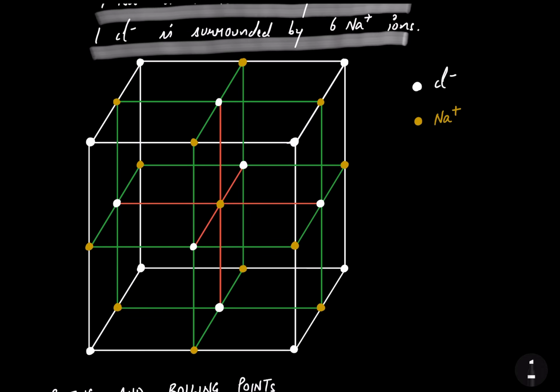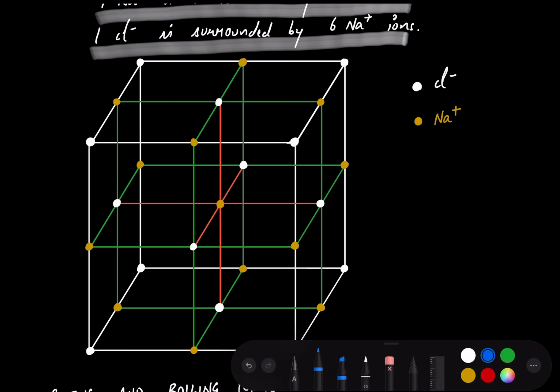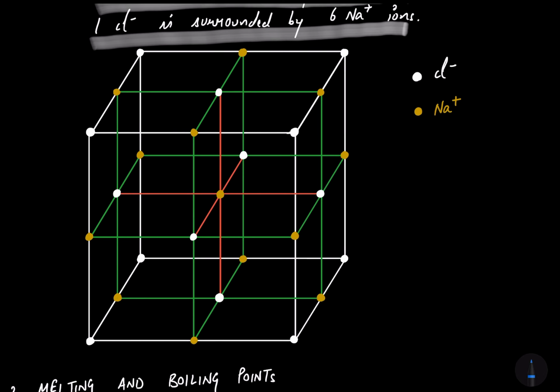Let me prove this to you. Now, let's assume we are talking about Cl- and Na+. The white dots represent the Cl- and the yellow dots represent the Na+. Now let's talk about this Cl- ion. Let's count the ionic interactions formed by this Cl- with different Na+ ions.